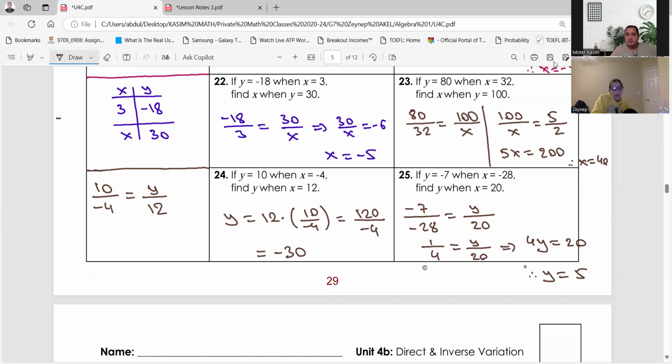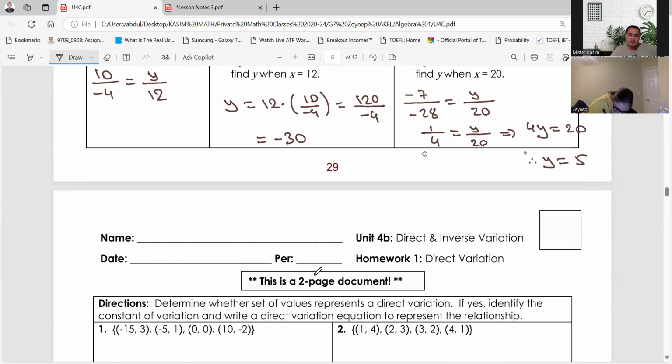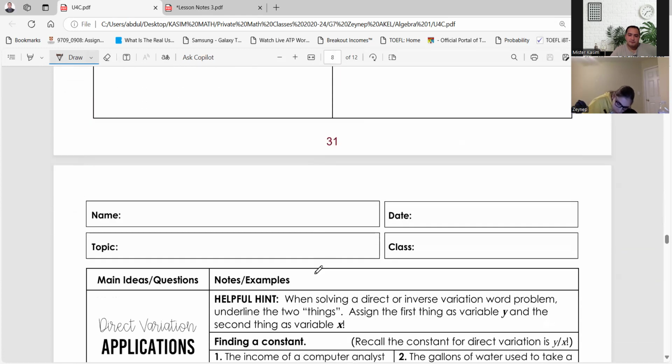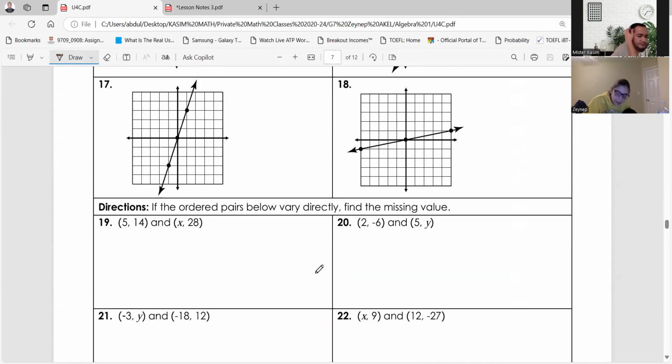Zainab, I will send you this paper. Now homework: similar questions, you try to solve them. Page 30, 31, that's it, 2 pages. Can you? Sure. Okay.